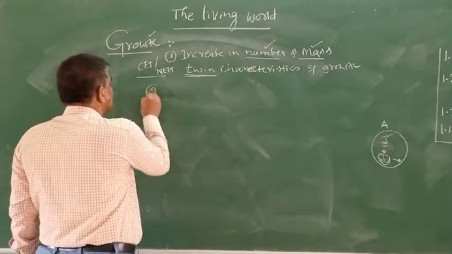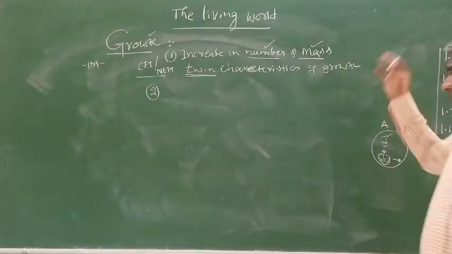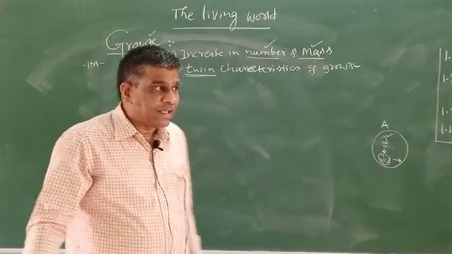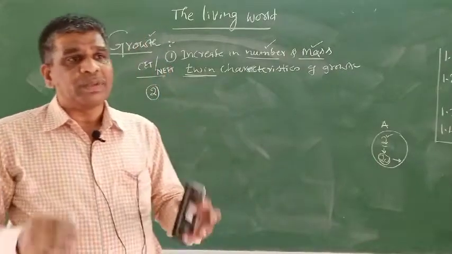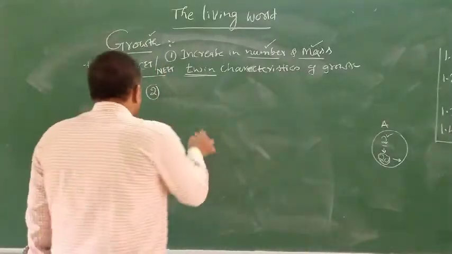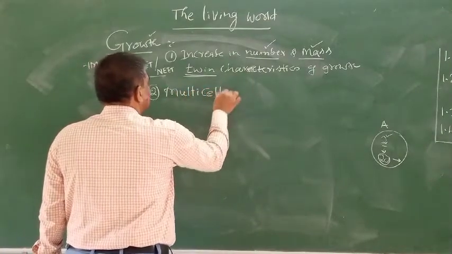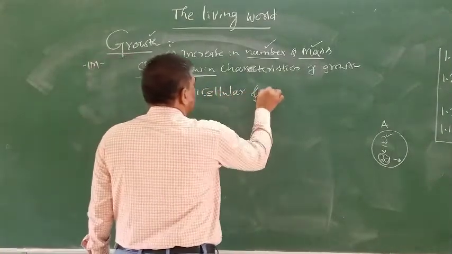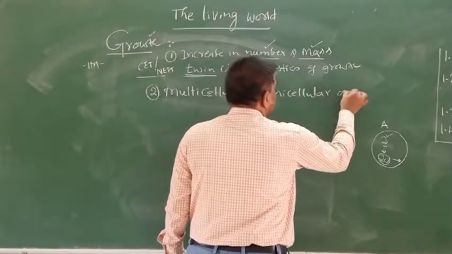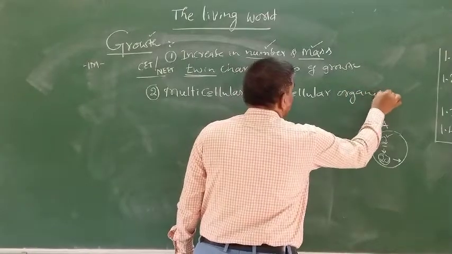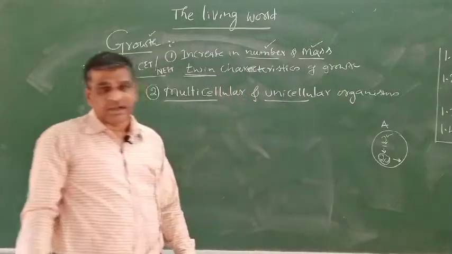Now, the next question arises whether growth occurs in unicellular organisms or multicellular organisms. Definitely, when it is living, whether it is unicellular or multicellular, growth will be there in every living organism. So growth takes place both in multicellular and unicellular organisms. Growth is a property or a characteristic of both multicellular and unicellular organisms.